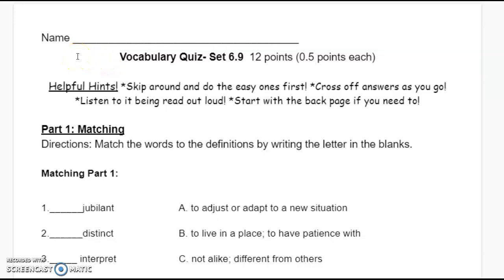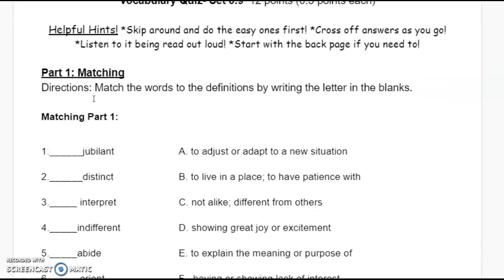Vocabulary quiz set 6.9. Some helpful hints. Skip around, do the easy ones first. Cross off answers as you go. Listen to it being read out loud. And you can always start with the back page if you need to or if that's easier.